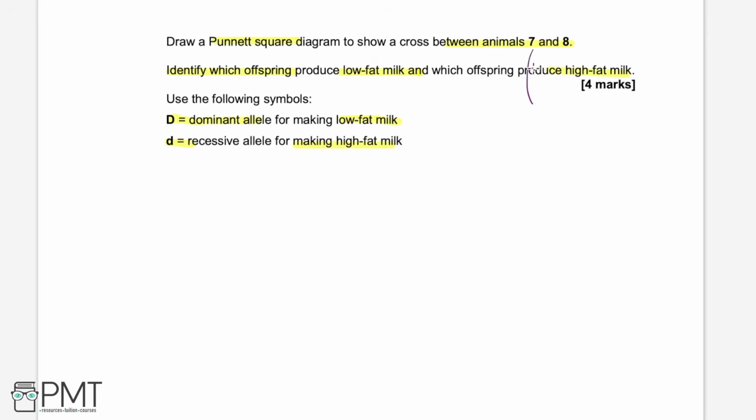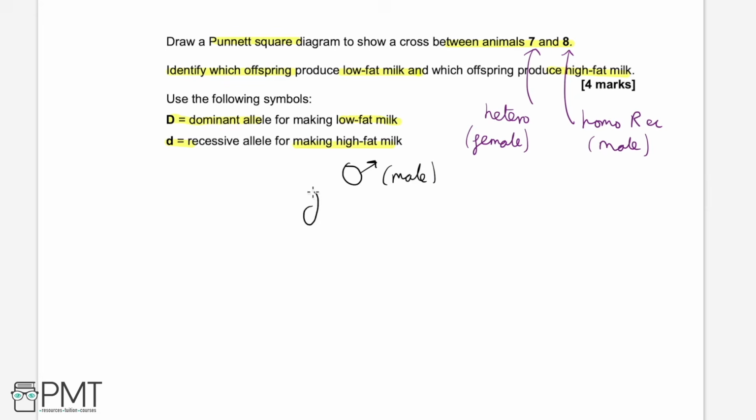Well, let's just remind ourselves of animals 7 and 8. 7 is heterozygous, and 8 is homozygous recessive. Individual 7 was also a female, and individual 8 was a male. It's important to state where each gene comes from when drawing our Punnett square. So that is identifying the male and female.